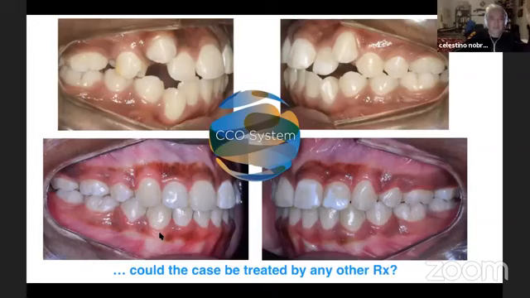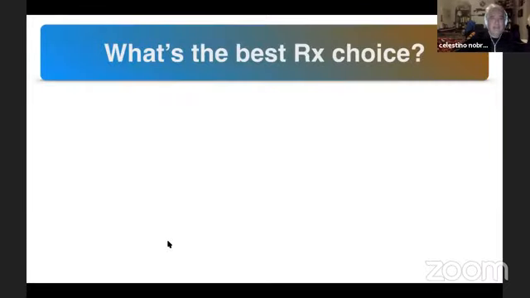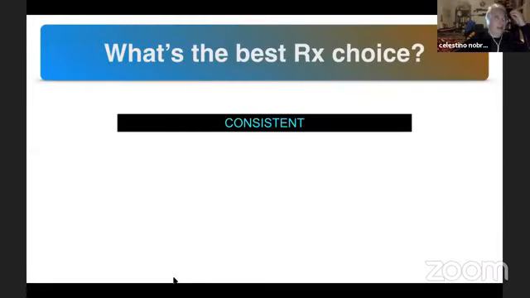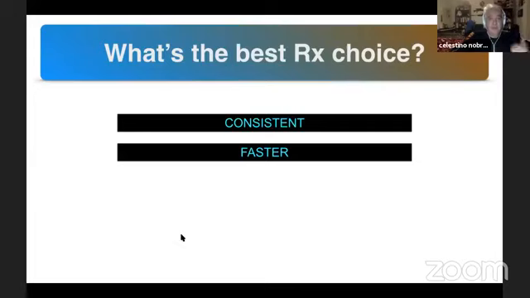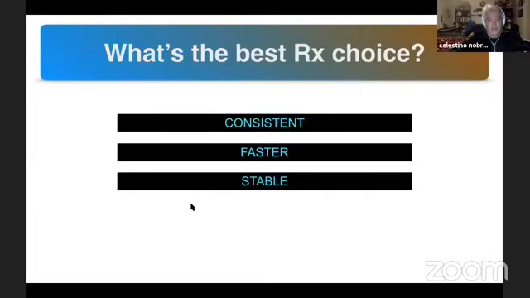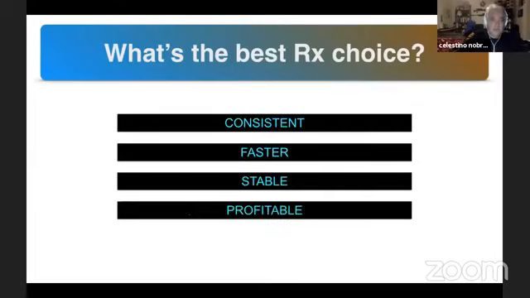Any kind of bracket, depending on the arch-wire combination, we can treat the patient. Brackets are not magic. Could the case be treated by any other prescription? Yes, but I'm getting older, and I need a consistent prescription. I need to do the same as I did in this case in other cases, repeatable. I need faster biomechanics. I need stable results, and of course, I need it to be profitable.